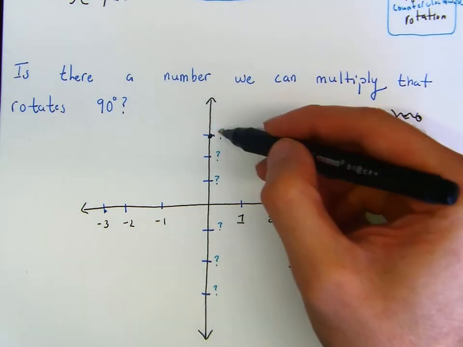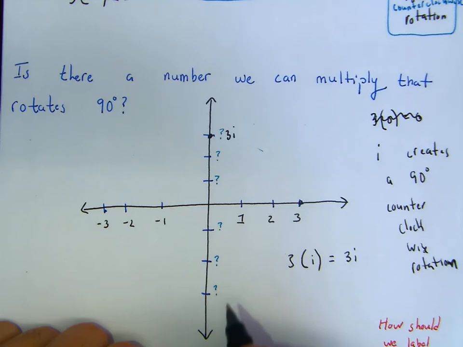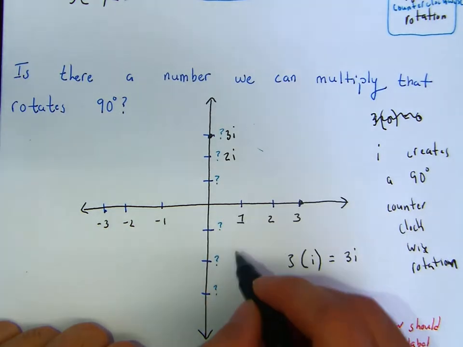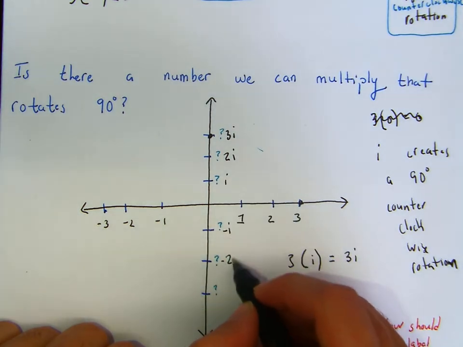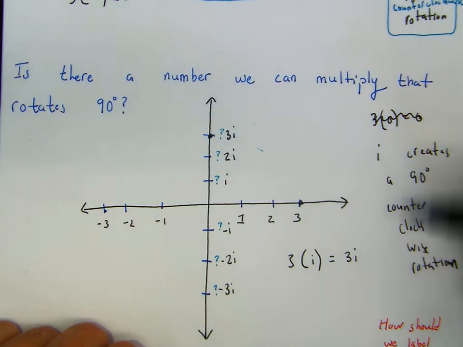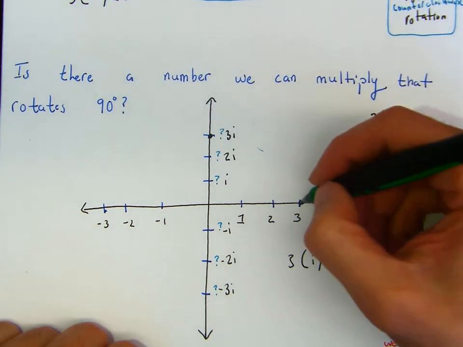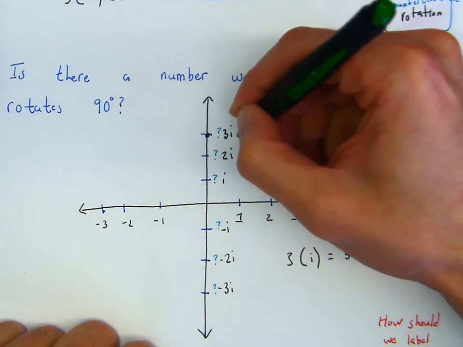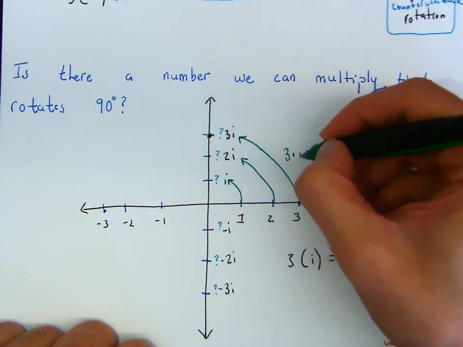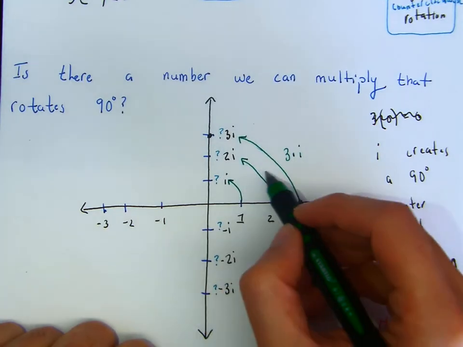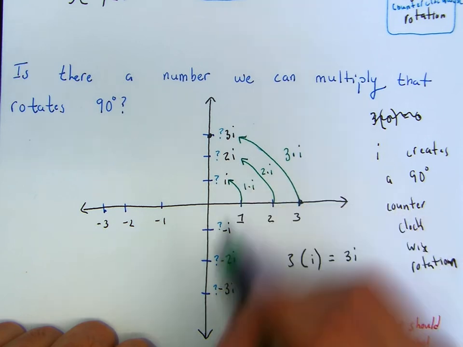So notice, what do you think we're going to show as this axis over here? We're going to call this 3I. We'll call this 2I. We'll call this just one regular I. And here we could call this -I, -2I, -3I. And we're just creating this system right now. We're just saying that I creates this 90-degree rotation. Here I have 3 times I gives me 3I. 2 times I gives me 2I. 1 times I gives me 1I.